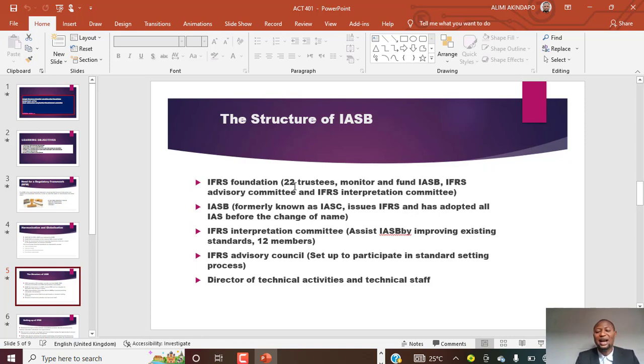Then we have the IFRS Advisory Council. These are set up to participate in the standard setting process. And we have the Director of Technical Activities and Technical Staff. They are responsible for all the technical issues that may emanate from this issuing of standards.